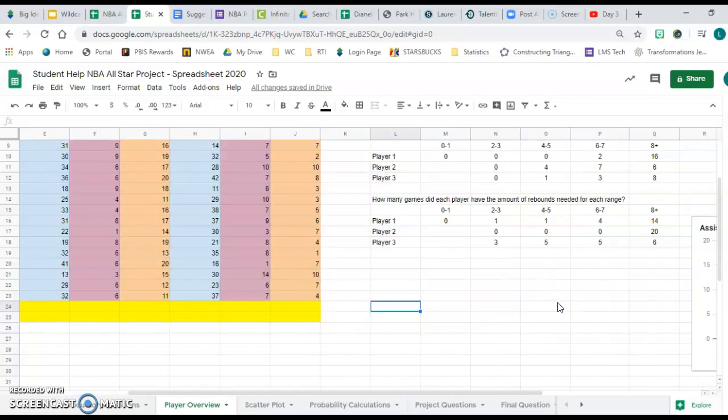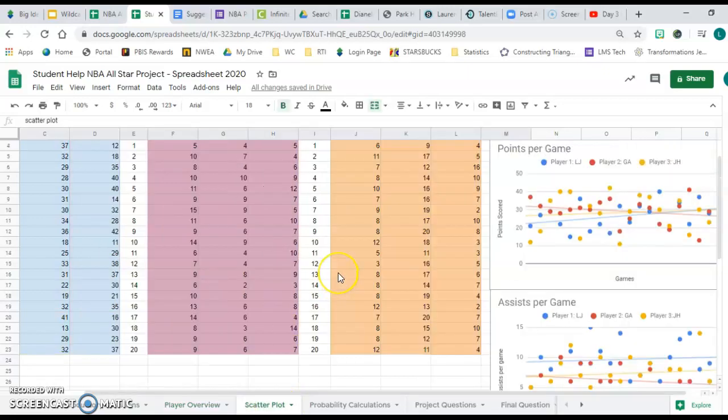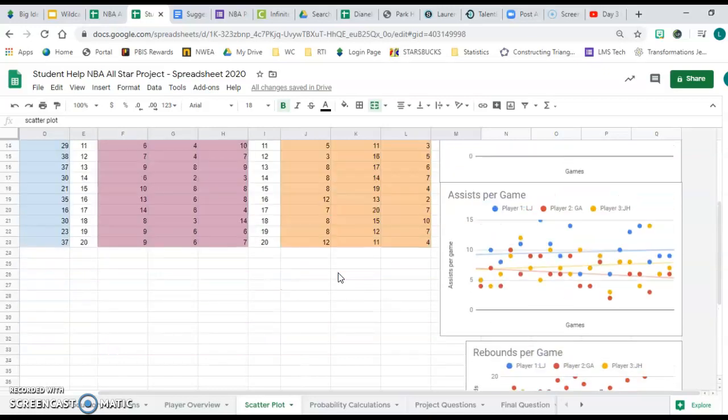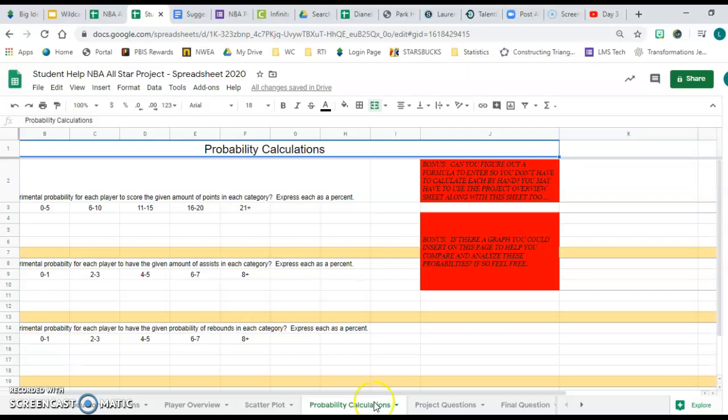And if you've not finished those, you need to go back and watch the day 1 video. In the day 2 video, we learned how to do our scatter plots. So our scatter plot should look like this on the side with our trend lines and our titles. And on day 3, we are going to work on our probability calculations.